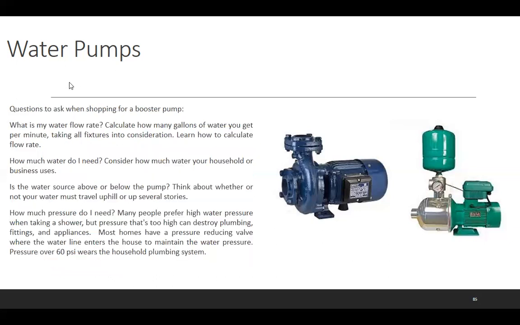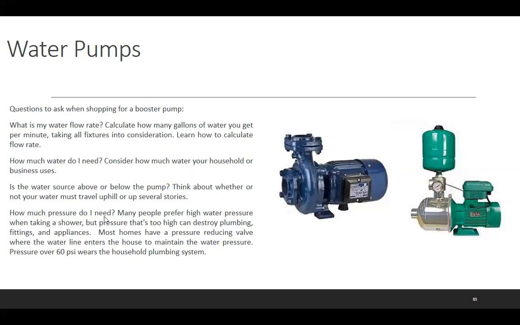Questions to ask when shopping for a booster pump. What is my flow rate? Calculate how many gallons of water you get per minute, taking all features into consideration. Learn how to calculate flow rate. How much water do I need? Consider how much water your household or business uses. Is the water source above or below the pump? Think about whether or not your water must travel uphill or up several stories.